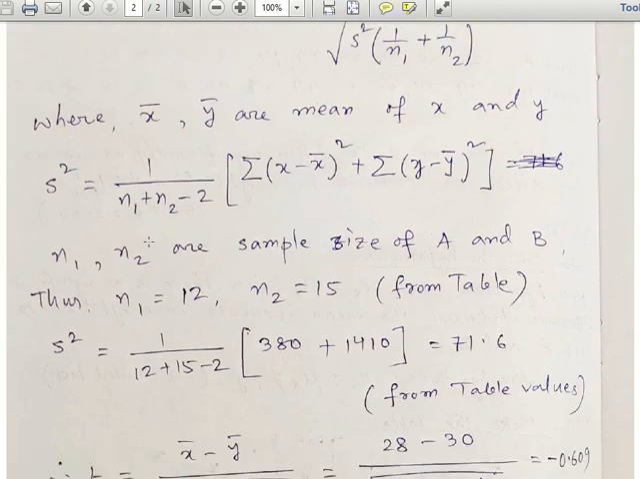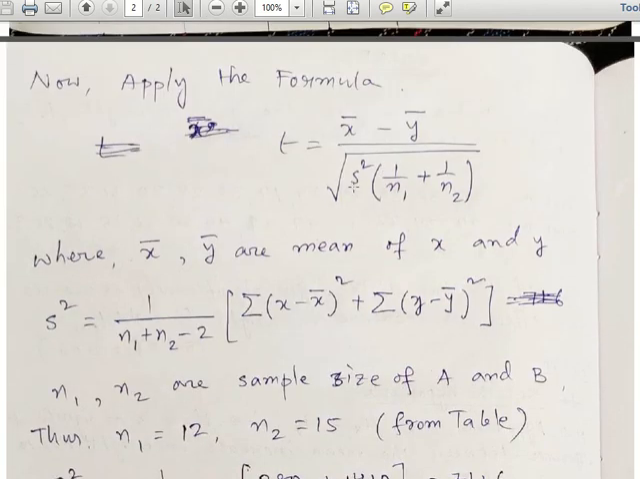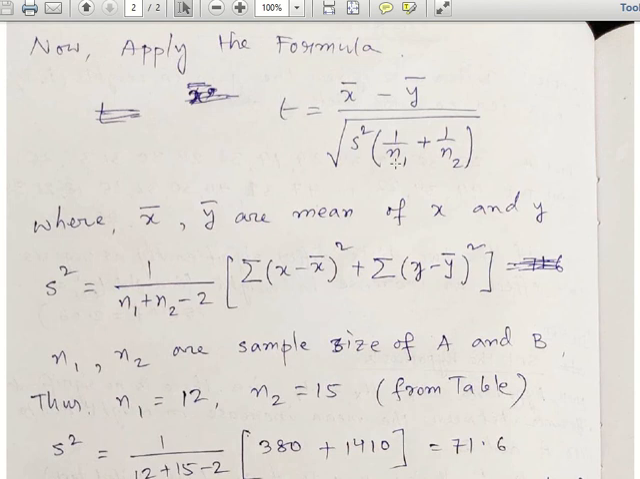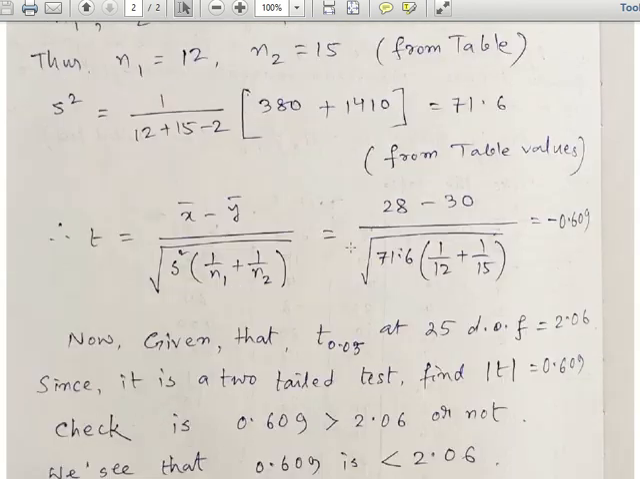Okay, you already found the value of s square. The value of s square is 71.6. Put here. Already you know what is n1, you know what is n2, x bar the average value of x, y bar the average value of y. So put all these values here and we will find t equal to, okay, so x bar is 28 and y bar is 30. Whatever, the value of t is minus 0.609.